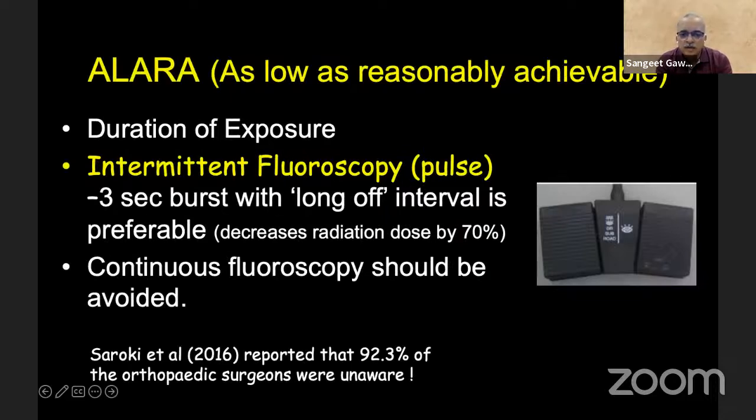Regarding the duration of the exposure, intermittent fluoroscopy, like a pulse here, a 3-second burst with a long off interval is preferable. That decreases the radiation exposure by about 70%. So continuous fluoroscopy should be avoided. It is intermittent fluoroscopy if you have to see, like what we have seen as continuous imaging in the earlier slide. So that can be reduced by 70% if you're using intermittent fluoroscopy in a pulse mode.